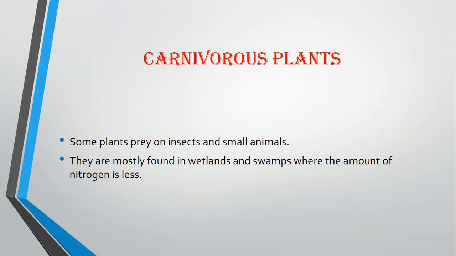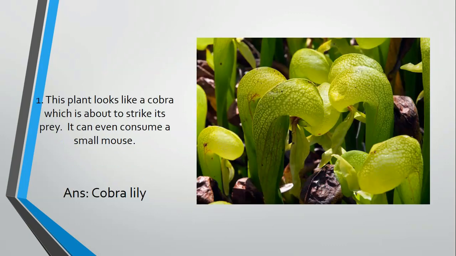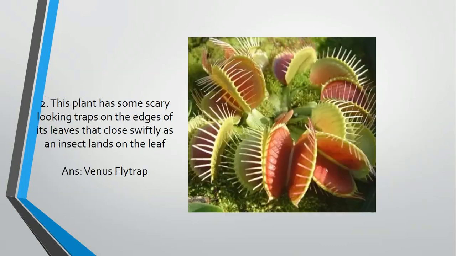Let us see some of the carnivorous plants. First one, this plant looks like a cobra which is about to strike its prey. It can even consume a small mouse. You can see the picture of this plant, and the name is cobra lily. Cobra is a snake, you know, and it looks like a cobra, like a snake, and it can eat a small mouse, and the name is cobra lily.